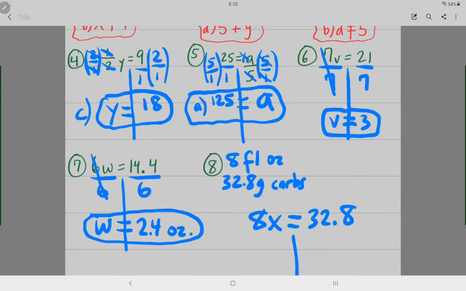since it says 8 times x, or 8x. So divide this by 8, and whatever I do to one side, I have to do the same on the other side. So also divide that by 8. 8 divided by 8 is 1. We can cancel that. Bring down our x, bring down our equal sign. And 32.8 divided by 8 is 4.1. So that 4.1 will be our answer.